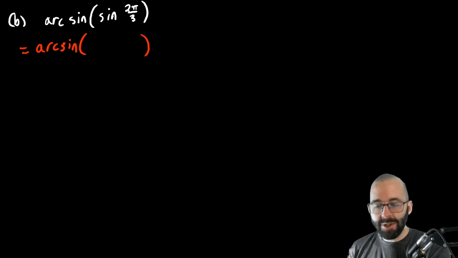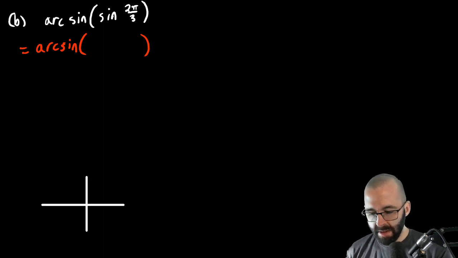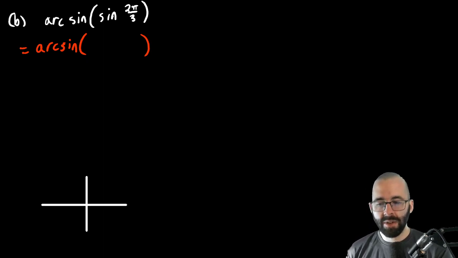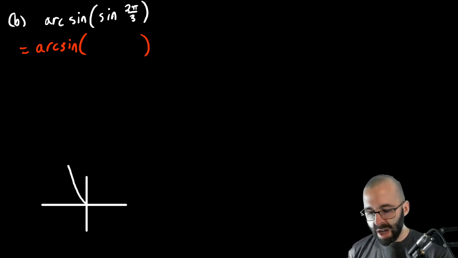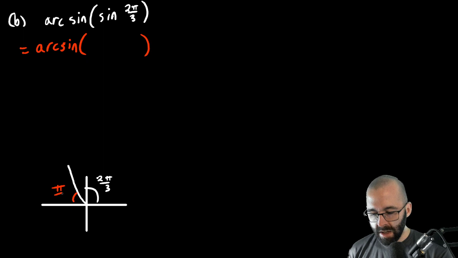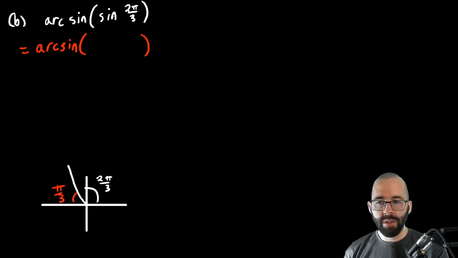So if we evaluated this directly, we'd have to look at the sine of 2 pi over 3. Ooh, this is a bit of a throwback. 2 pi over 3, what is that angle? That's pi minus pi over 3. It has a reference angle of pi over 3. Right, this is 2 pi over 3, and it has a reference angle of pi over 3. So to find the sine here, we look at the sine of that reference angle. We look at the sine of pi over 3.